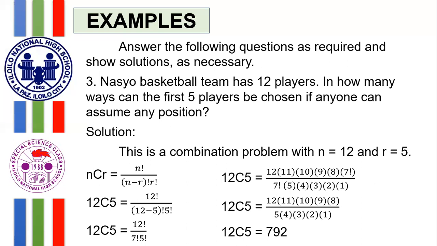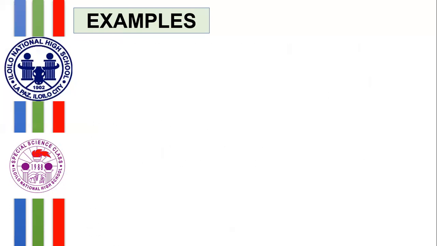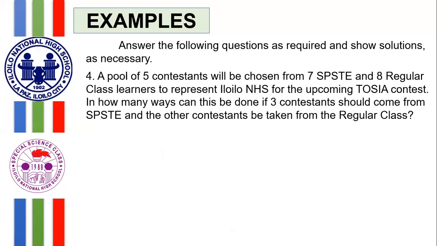Number 4. A pool of 5 contestants will be chosen from 7 SPSTE and 8 regular class learners to represent Iloilo National High School for the upcoming TOSHA contest. In how many ways can this be done if 3 contestants should come from SPSTE and the other 2 contestants be taken from the regular class?